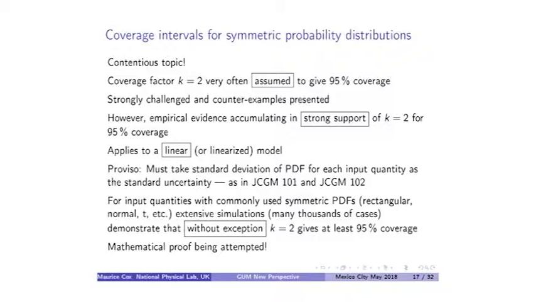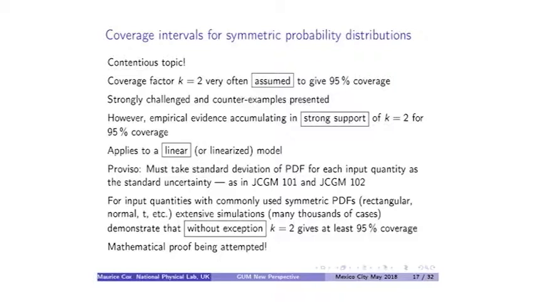Those of you who are familiar with the GUM know the coverage factor k equals 2 is very often taken and assumed. You use your uncertainty budget, you compute a standard uncertainty associated with measurement, and if you want a 95% coverage interval, you take plus or minus capital U about your estimate of the quantity, where capital U is given by 2 little u, twice the standard uncertainty. In other words, you use a coverage factor of k equals 2. It's been strongly challenged and counterexamples generated.